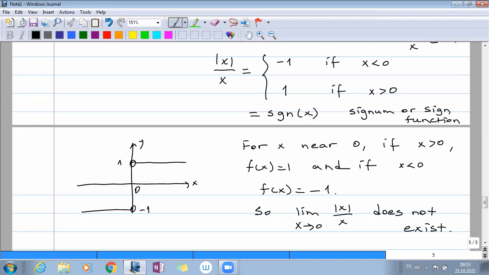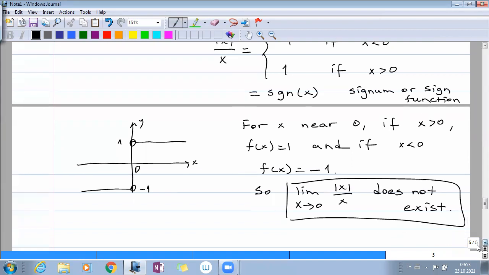Is it an odd function? One moment. Are we supposed to write that in the exams? Yeah, so you just write does not exist. Is the function an odd function? Yes, the signum function is an odd function.